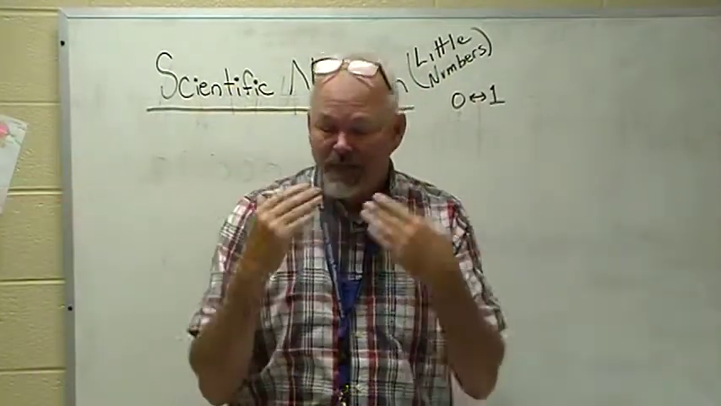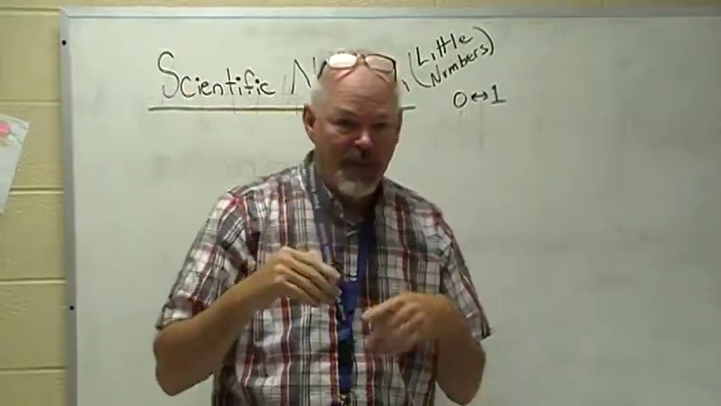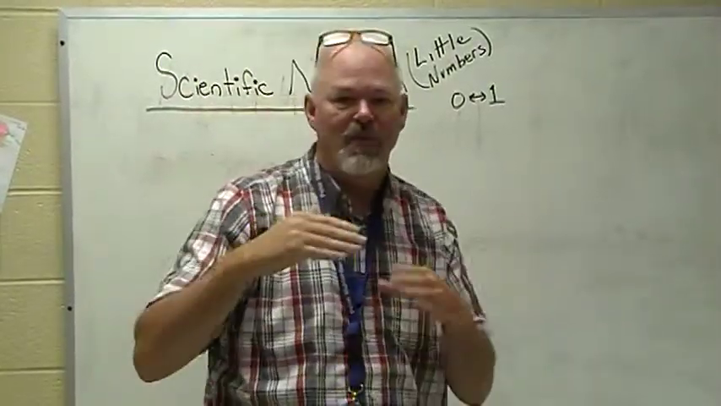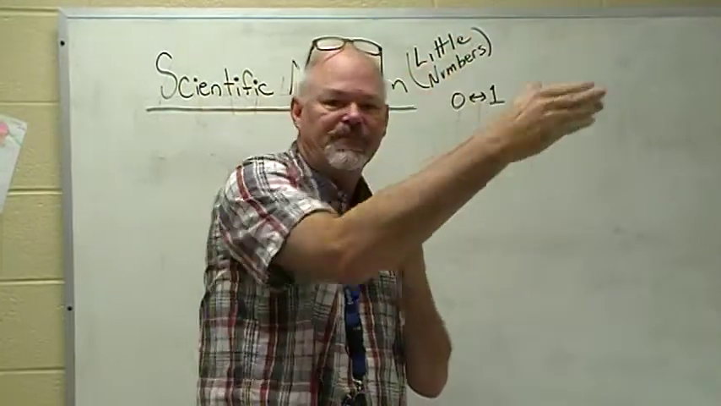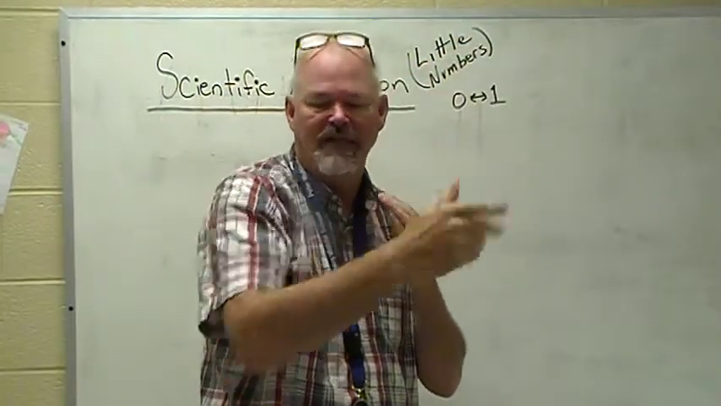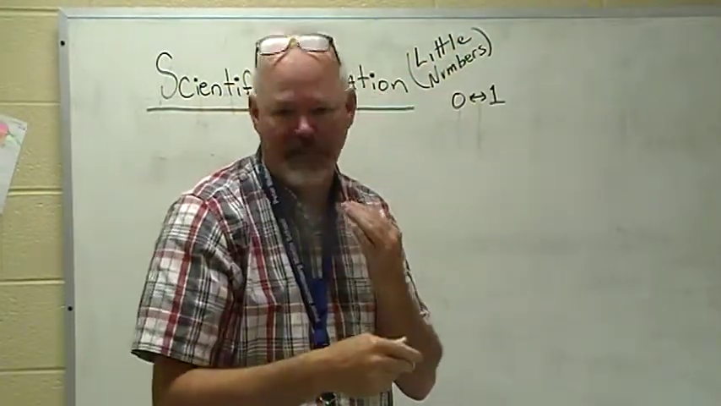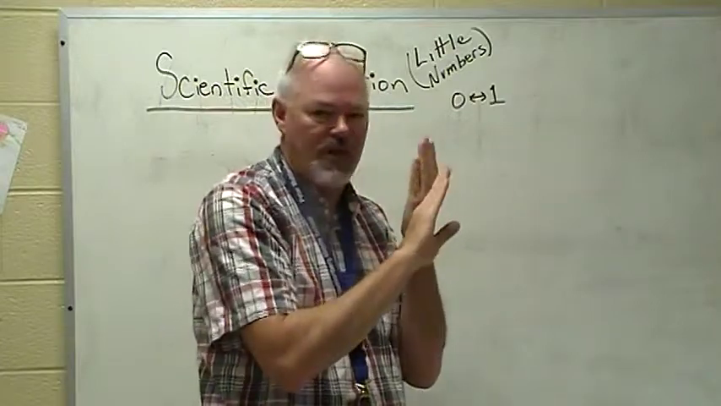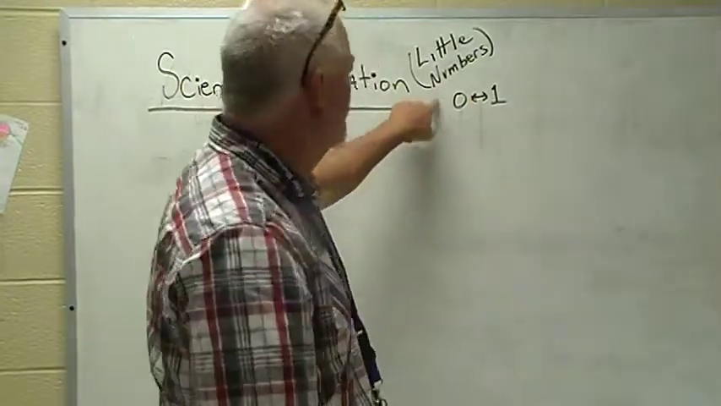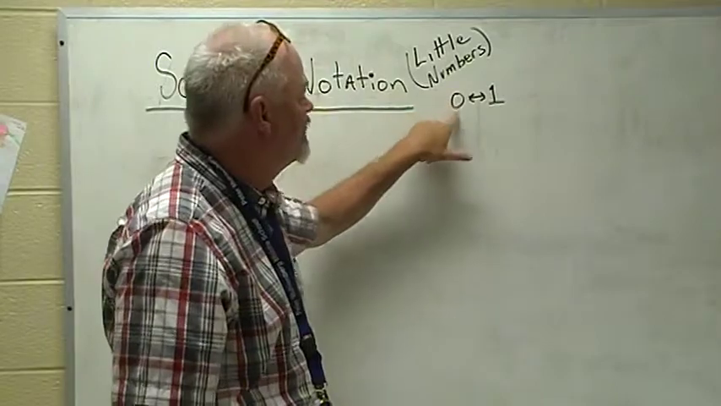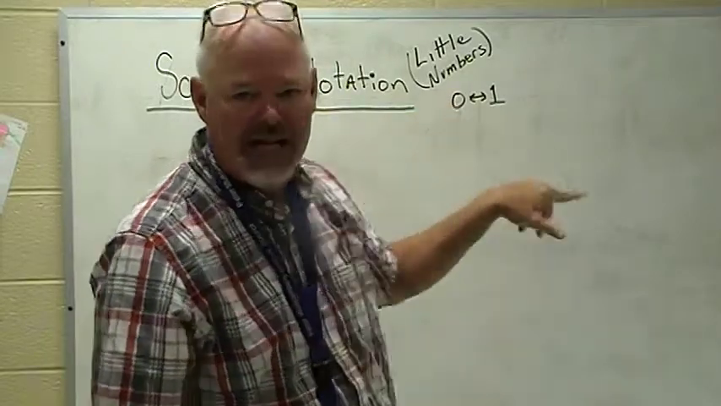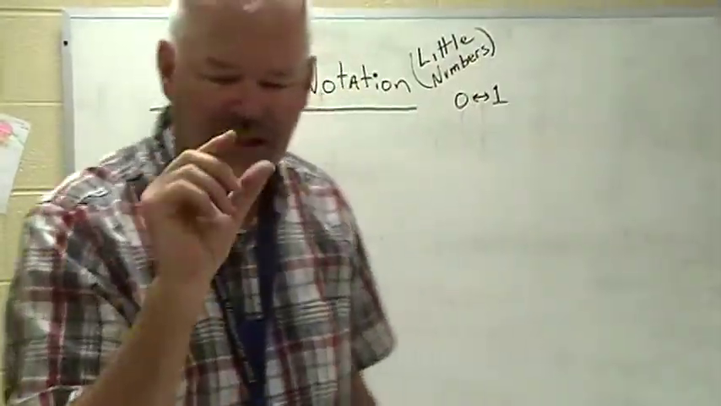What's the difference between a big number and a little number? A big number is anything bigger than one. 2, 3, 4, 5, 6, 7. 1.25 is a big number. Anything bigger than 1 on the number line. A little number, which we're going to do today, is between 0 and 1. It's not a negative number. It's just a little number.